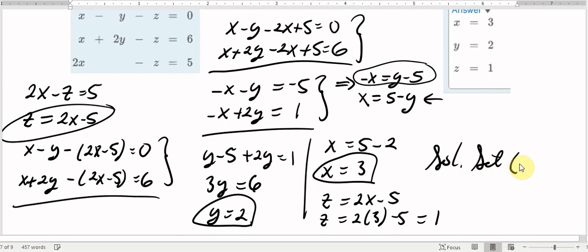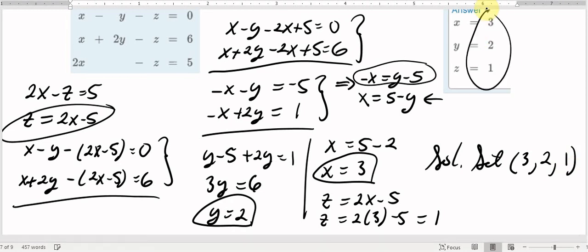So our solution set is x is equal to, where is x? X is equal to 3, y is equal to 2, and z is equal to 1. That's the same thing that they have up there. Sometimes, hopefully, that works.